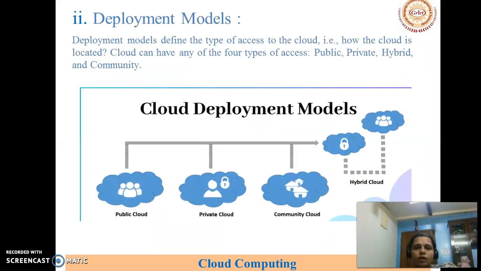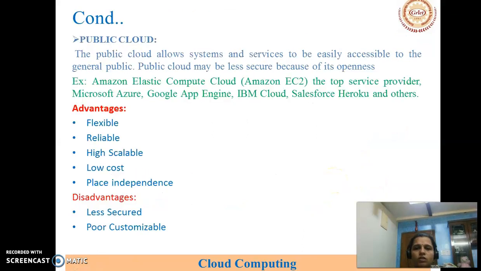Next one is the deployment models, which are available in the basic cloud models. Deployment models define the type of access to the cloud, and how the cloud is located. A cloud can have any of four types of access: public, private, hybrid and community cloud. Basically, the deployment models have four types: public cloud, private cloud, community cloud, and hybrid cloud. Now we will check each one.